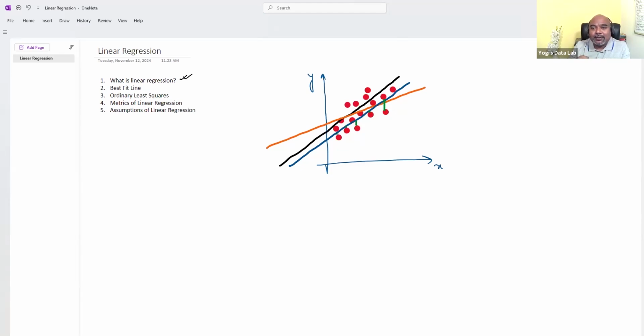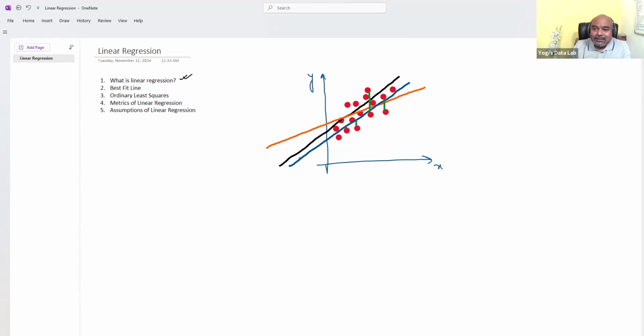Why do we do a square? Because some points are below this line and some points are above this line. If I don't do a square and I just sum up all the distances, the positive values will nullify the negative values, and that will make the sum 0. But ideally there's a distance. So we do a square so that we can calculate the distances and see which one of them has the least amount of distance.